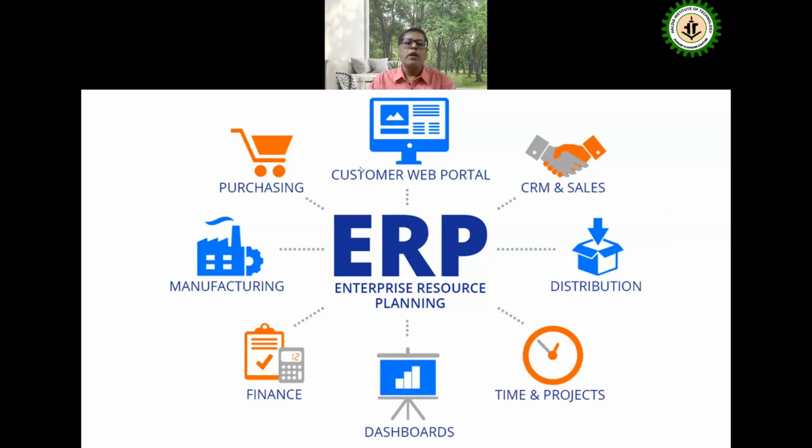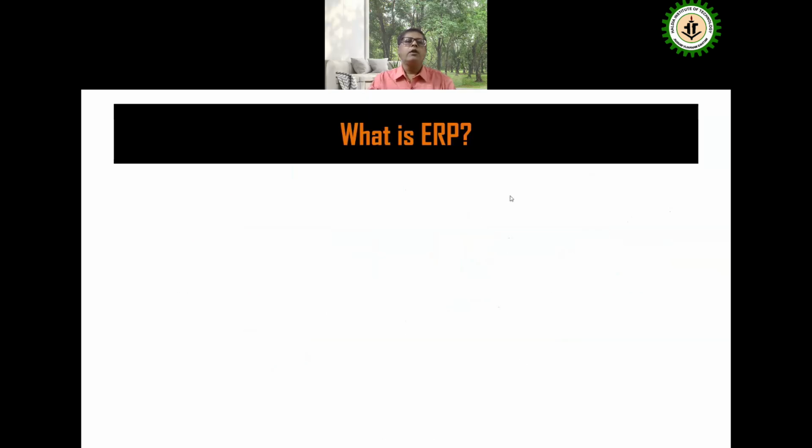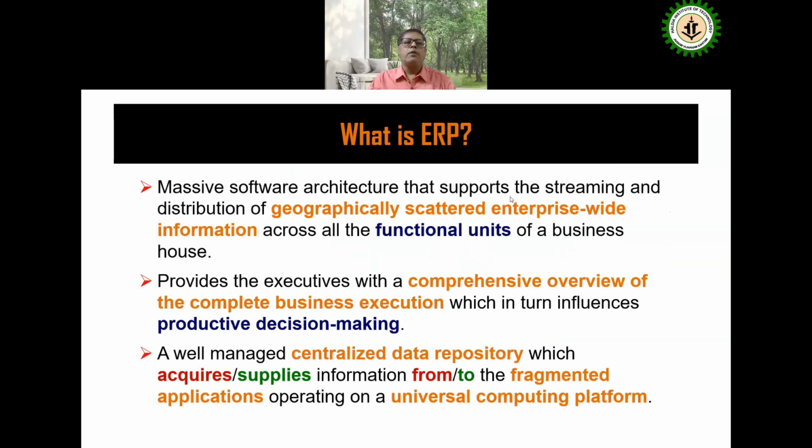So ERP contains customer web portal, dashboards, a separate entity for finance, manufacturing, purchasing. All these are concerned with a common database management system or the common management information system. Now we are getting into what is ERP. ERP is a massive software architecture that supports streaming and distribution of geographically scattered enterprise wide information across all the functional units of a business house.